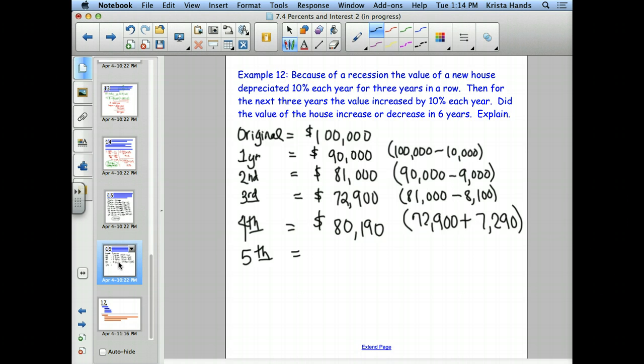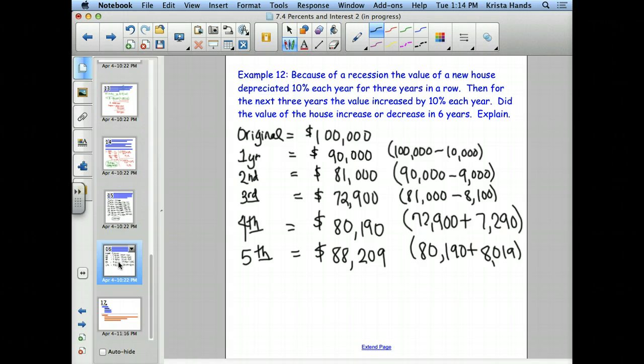Now we have a house that's worth $80,190, and it's going to increase another 10%. So how much will it increase by? 8,019 for a total of what? $200 what? 209.